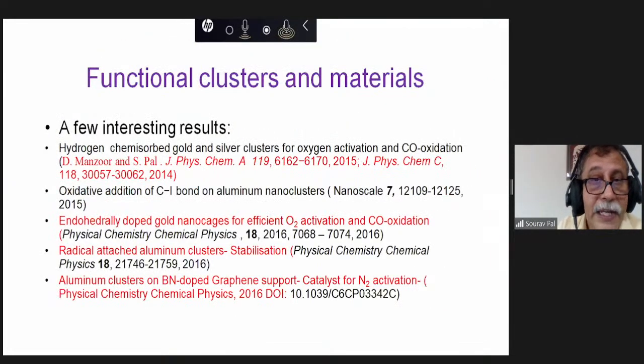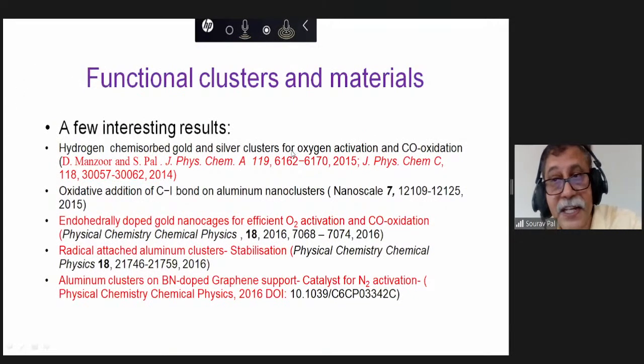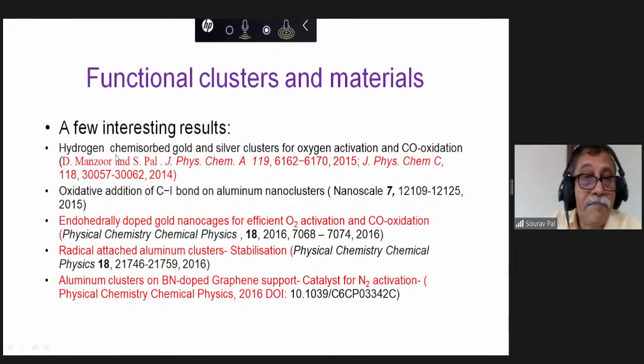So in terms of materials, of course, you require, again, big computers. So I just want to quickly show some interesting results. The gold and silver clusters have been used for oxygen activation and CO oxidation reaction. And we have found that if you just put a hydrogen atom chemisorbed on a gold cluster or silver cluster, the hydrogen atom really helps in this oxidation reaction. Then aluminum nanoclusters we have shown for oxidative addition of a carbon halide bond, which is very important, as you know, for carbon-carbon bond formation. Then we looked at endohedrally doped gold clusters for efficient O2 activation. I'm going to show some examples.